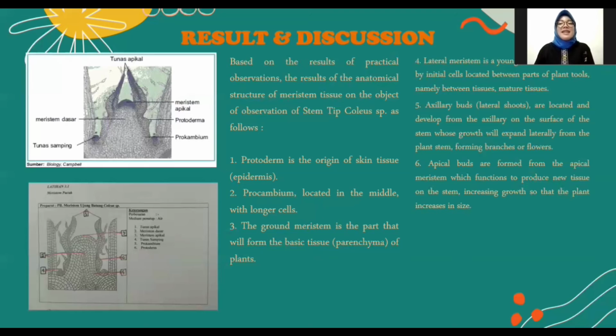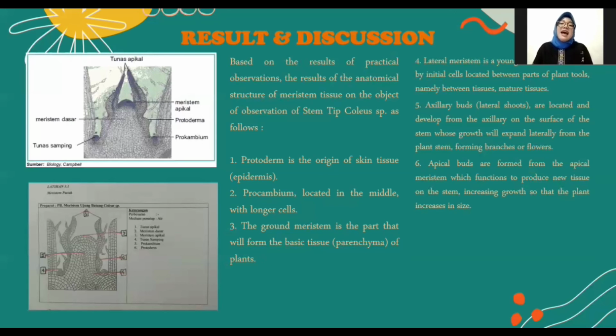Fourth is lateral meristem. The lateral meristem is a young tissue that is formed by initial cells located between parts of plant organs, namely between tissues. Lateral meristem is the cambium cell which forms the stem vessel, sometimes called the vascular cambium. The cambium is a layer of meristematic cells that continue to divide, which function in enlarging the plant. With the activity of the meristem, the plant will experience a large increase in size. This lateral meristem activity will cause stems and roots to increase in diameter.